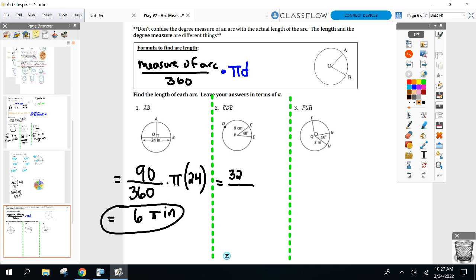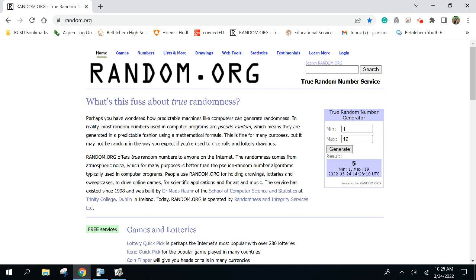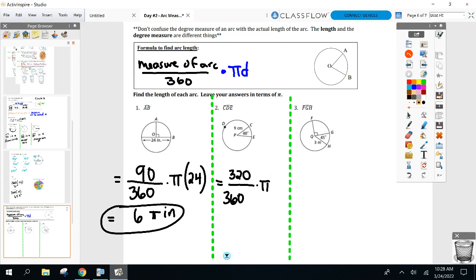Josh, explain to your classmates where 320 came from, because I see 40 and so do your classmates. I took 360 minus 40 because it's the larger arc. Got it. Okay, it's not 40, it's the other arc, 320. Over 360 times pi. What's your diameter value here? 18, double the 9. Slip the pi in your answer there, and then go ahead and multiply the rest.